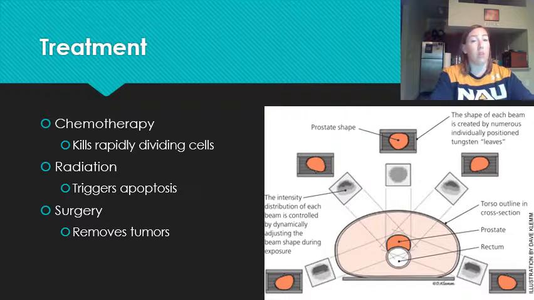So, how do we get rid of cancer? How do we get rid of tumors? These are the three most common, but not the only ways. But I do want you guys to know the difference between these.